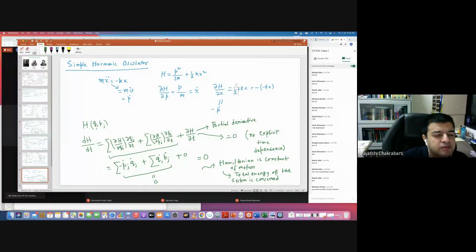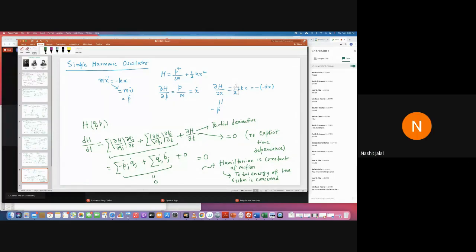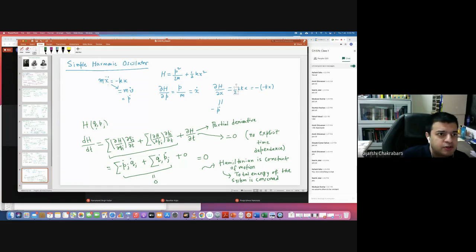Sir, how much detail of quantum mechanics should we know for this course? Actually, it is good that you know, because in some places we'll be using some ideas of quantum mechanics. But don't worry that you have to know a lot of quantum mechanics. That I can ensure you don't need to do. What you need are the basics of quantum mechanics, which you can pick up.